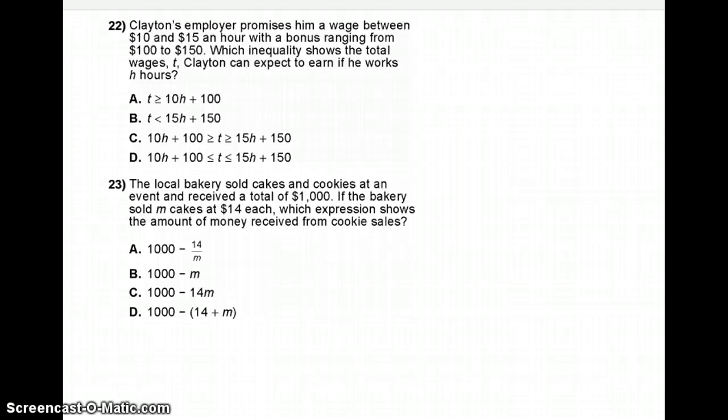23. The local bakery sold cakes and cookies at an event and received a total of $1,000. If the bakery sold M cakes at $14 each, which expression shows the amount of money received from cookie sales? A, 1,000 minus 14 over M, B, 1,000 minus M, C, 1,000 minus 14M, or D, 1,000 minus the quantity 14 plus M.